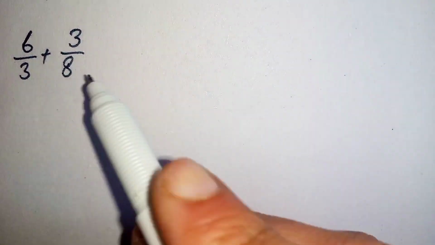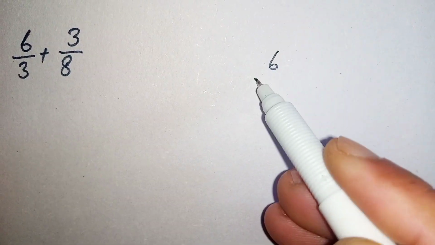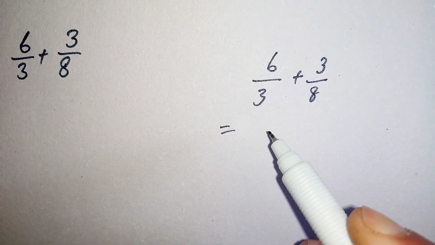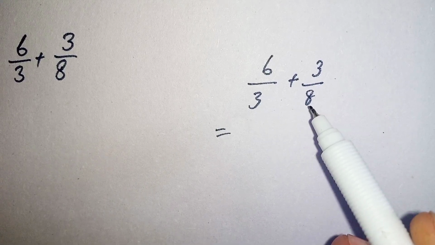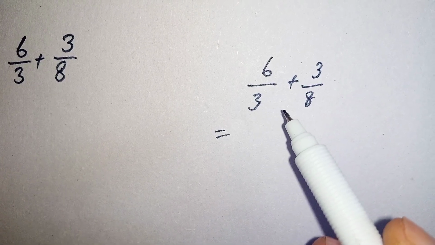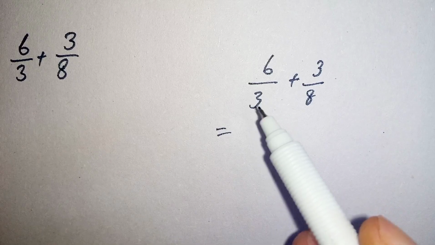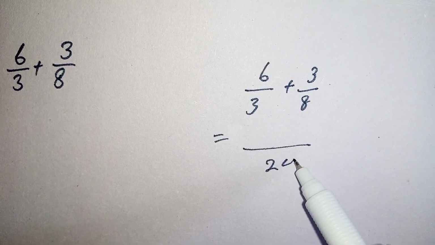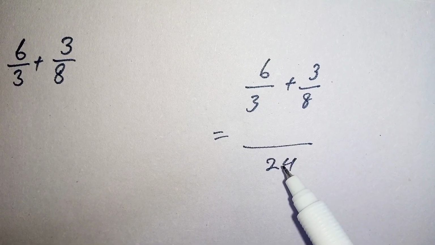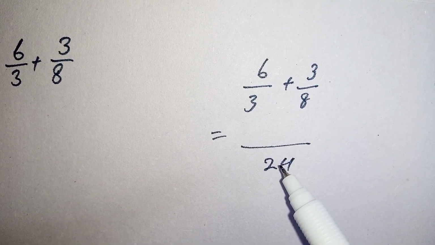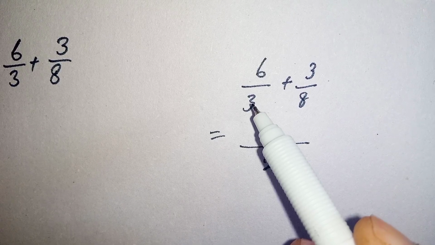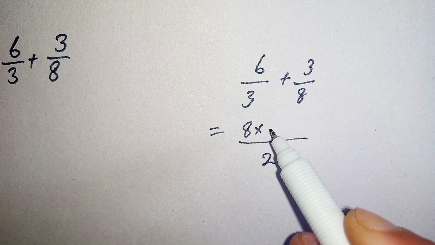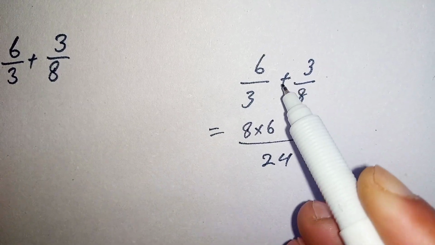Since we know that here one fraction is 6 over 3 and the other is 3 over 8. By the general method, we take the LCM of these two numbers, or we take the least common denominator of both of these fractions. So we will write 24 as the least common denominator, and now we will divide this 24 by this 3, which is equal to 8, and multiply 8 with this 6. So 8 multiplied by 6, and we will add the answer here.